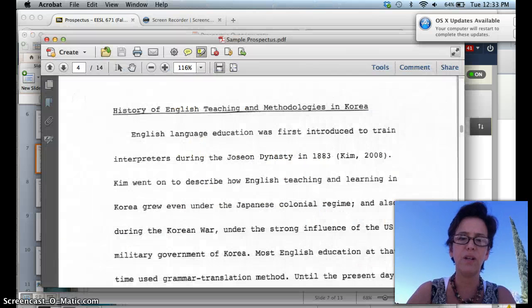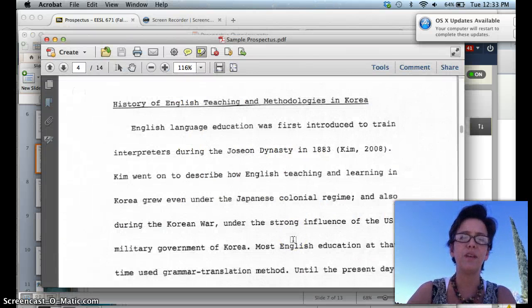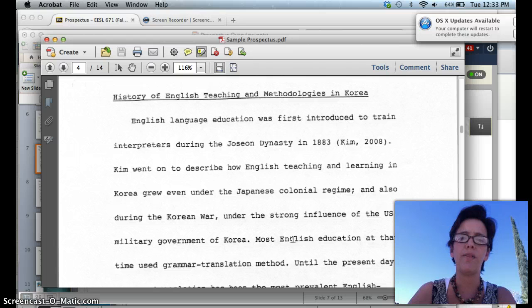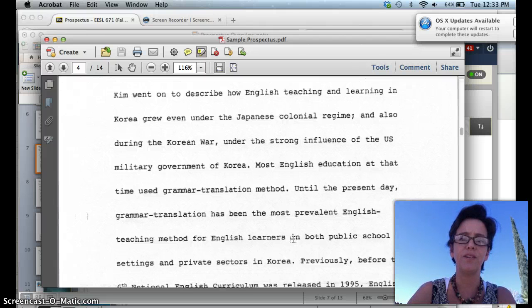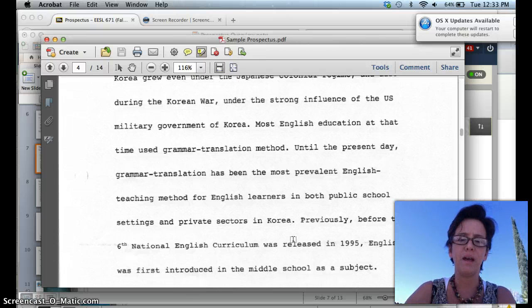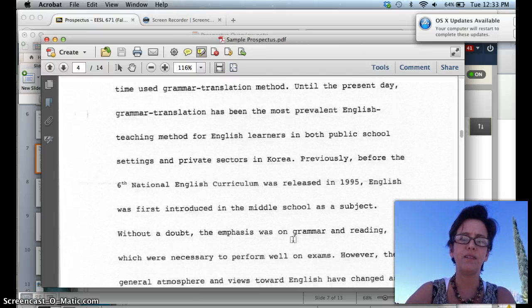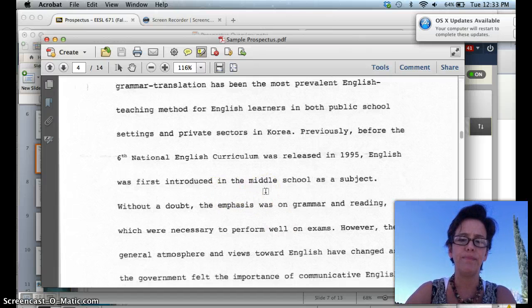So let's look at the sample and see how this student talked about the history of language teaching in Korea and English education. It started as the grammar translation method, and they talk a little bit about how the curriculum has changed over time, etc. So you can look at what that student did with that section and get a sense of what you need to include about your target teaching context.